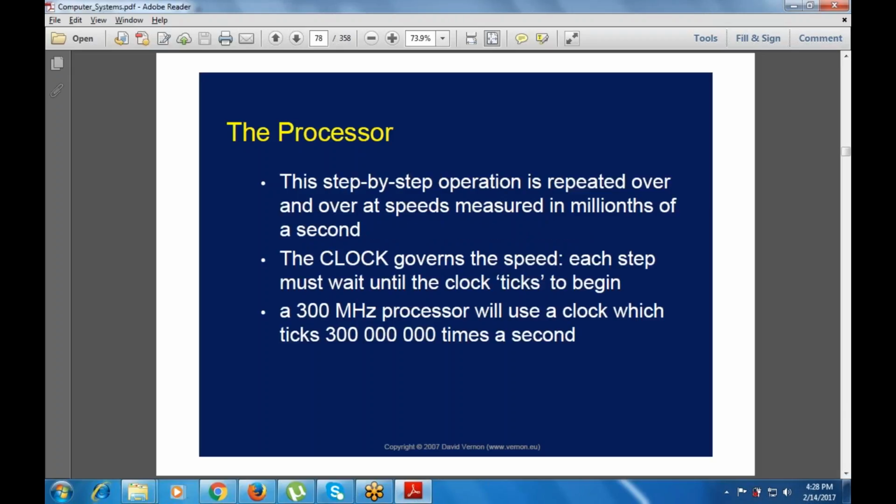And this step-by-step operation is repeated over and over at a speed measured in millions per second. The clock governs the speed, and each step must wait until the clock ticks to begin. A 300 megahertz processor will use a clock which ticks 300 million times a second. That means the speed will keep increasing for each step, for megahertz, for gigahertz, and so on.